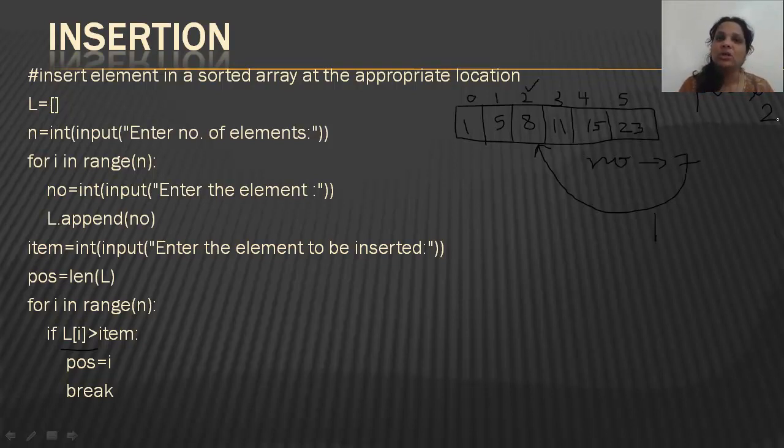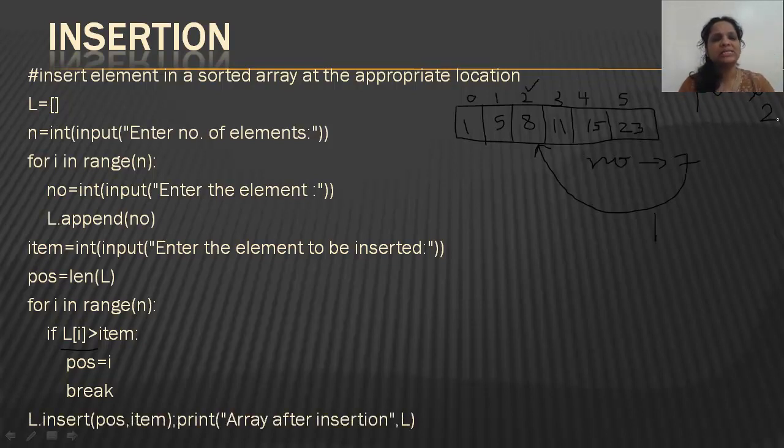Now did you get the position? Now you already have the position. You have the item. What will you do? You will insert the element at that particular position. And after that, you are going to print the array.